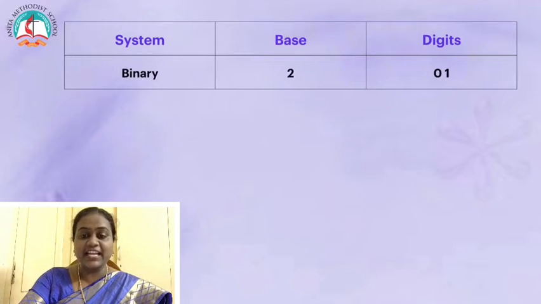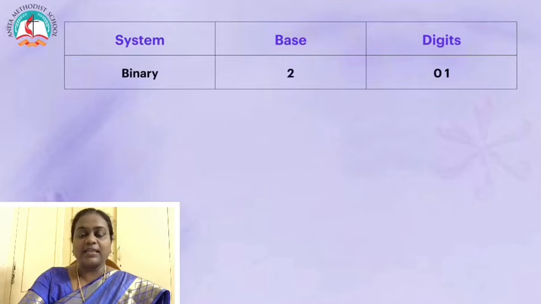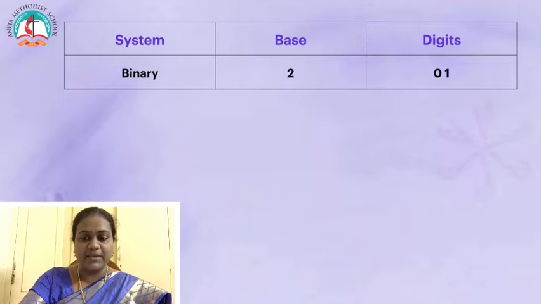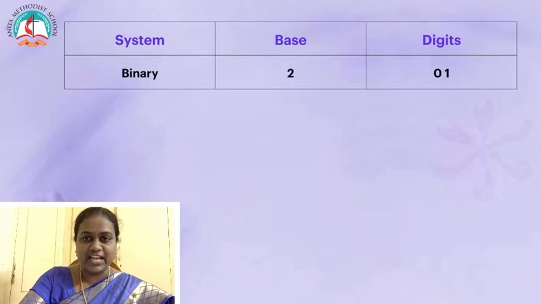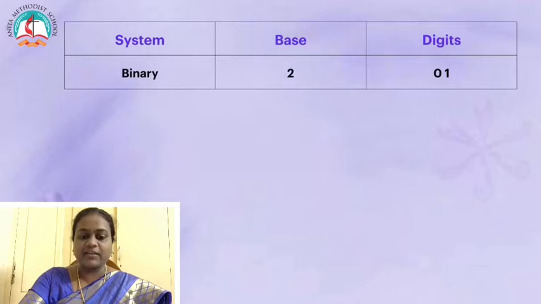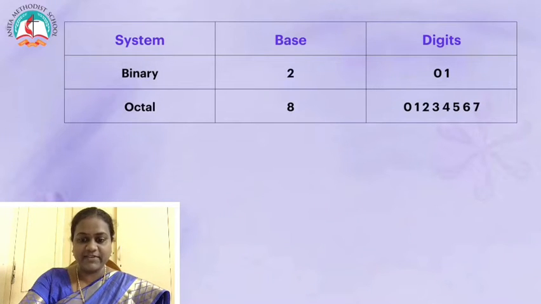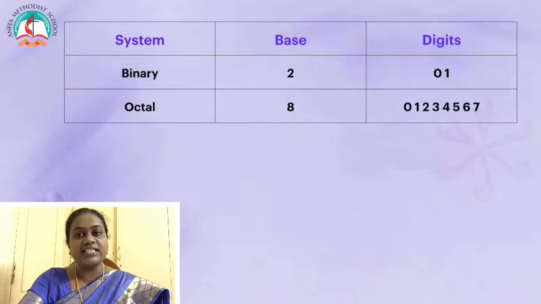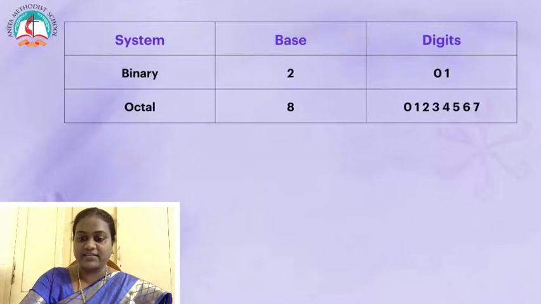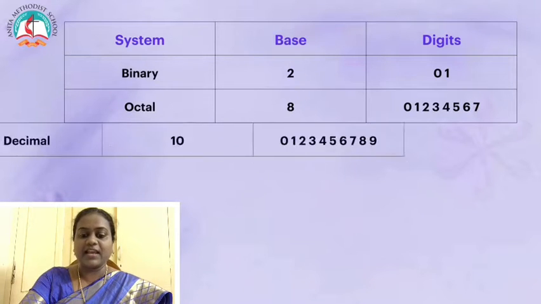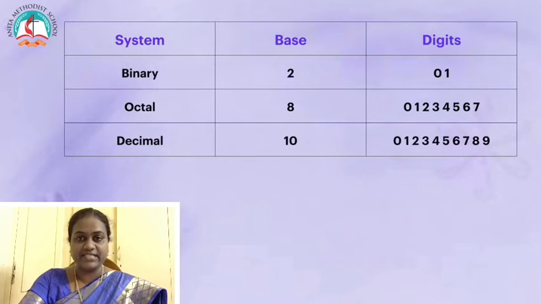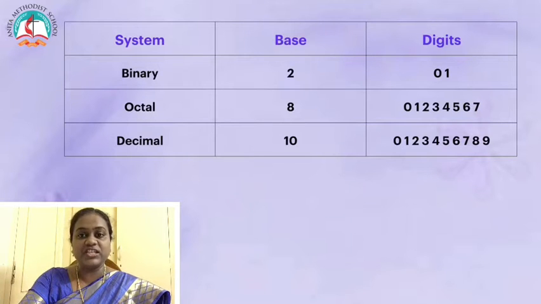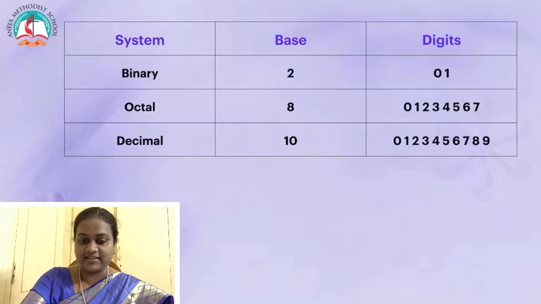For binary, the base is 2. The "bi" in binary stands for 2, so the base value is 2. The digits are 0 and 1. For octal, the base value is 8. The digits go from 0 to 7, so a total of 8 digits. For decimal, the base value is 10 and the digits go from 0 to 9.